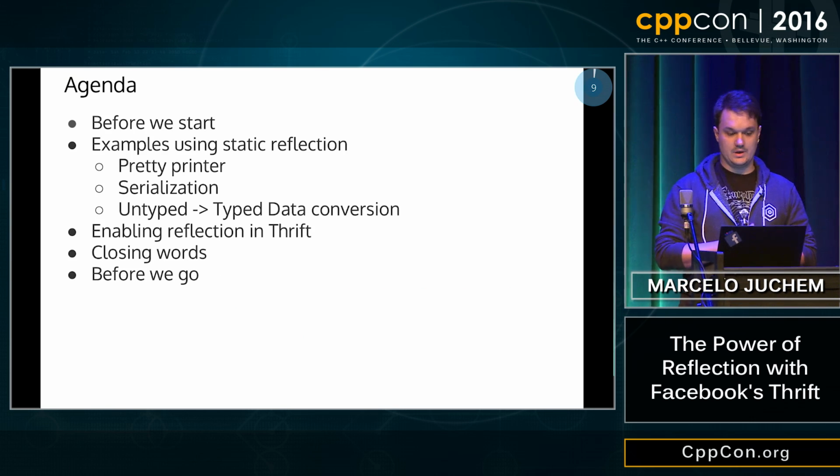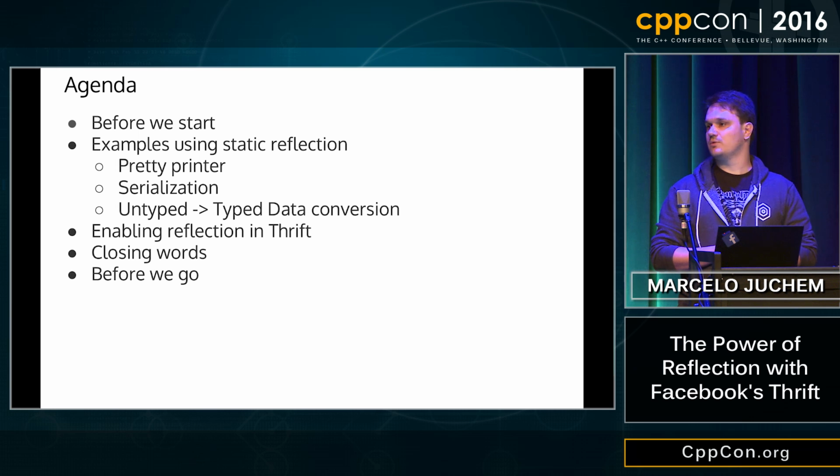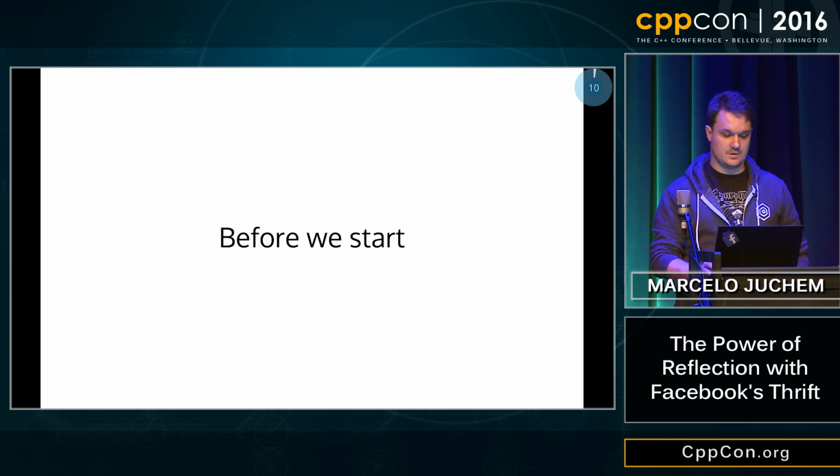So, agenda here. Just initial words first, and then we're going to take a look at a few examples. Basically, code and how to use it. Then, how to enable reflection support in Thrift. A few closing words, and before I go, we can have some questions.